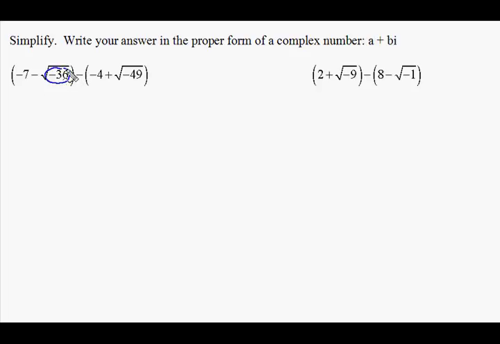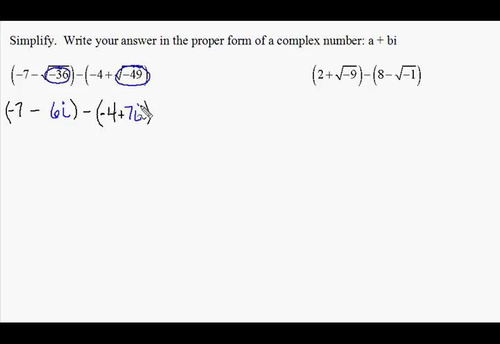The square root of a negative number is where the imaginary numbers come from. That would be 6i. The square root of 36 is 6, and because I had a negative on the inside is why I have i. And the square root of -49 is a 7i.